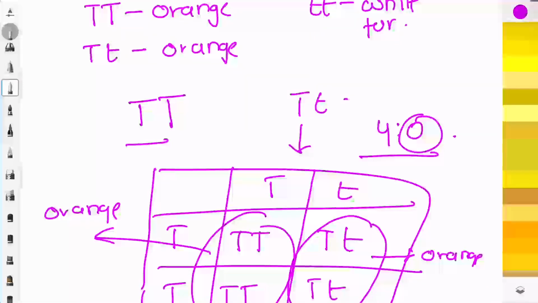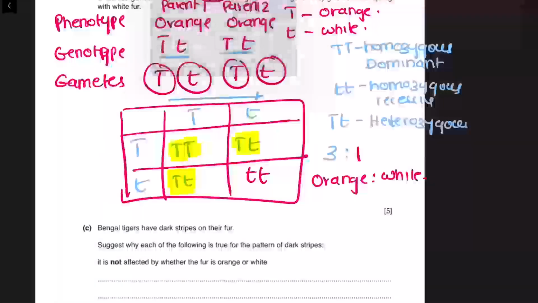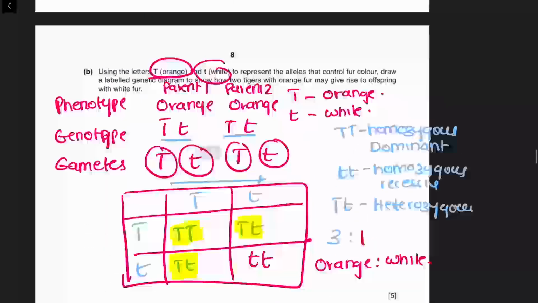Two orange tigers producing a white fur tiger. Two parents with black eyes producing a son or daughter with blue eyes. Only possible if they have the heterozygous genotype, right? Or cheating, but cheating is not an acceptable answer in biology, right? Okay, so only if you have the heterozygous genotype will that be possible. So this is your correct answer, and you have to write it in this method because this is how I taught it to you. None of you except one has written the correct way.